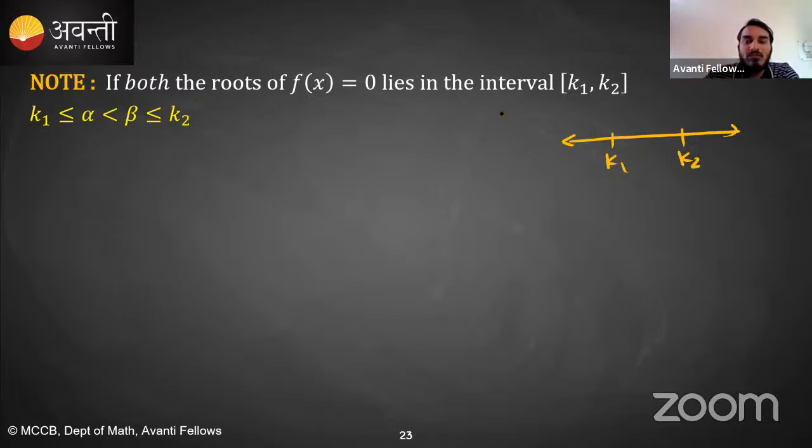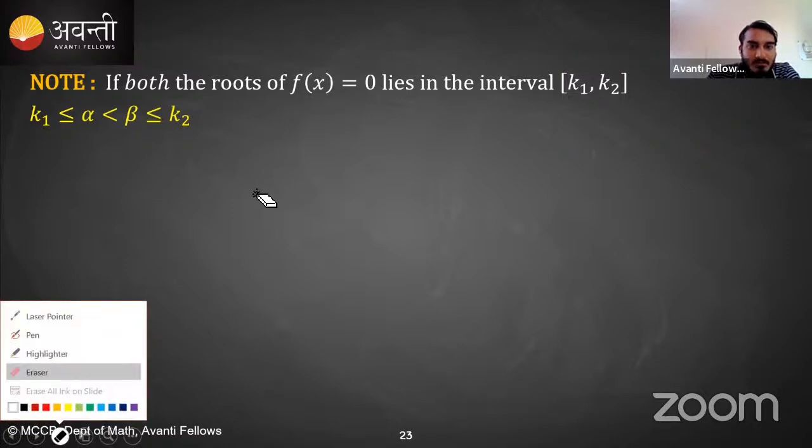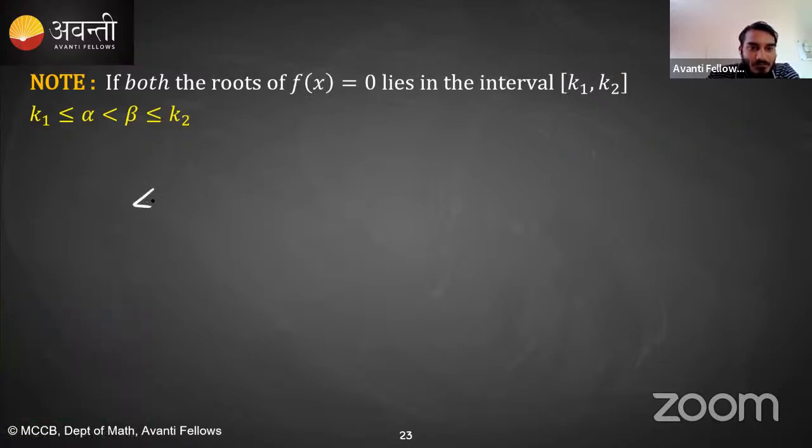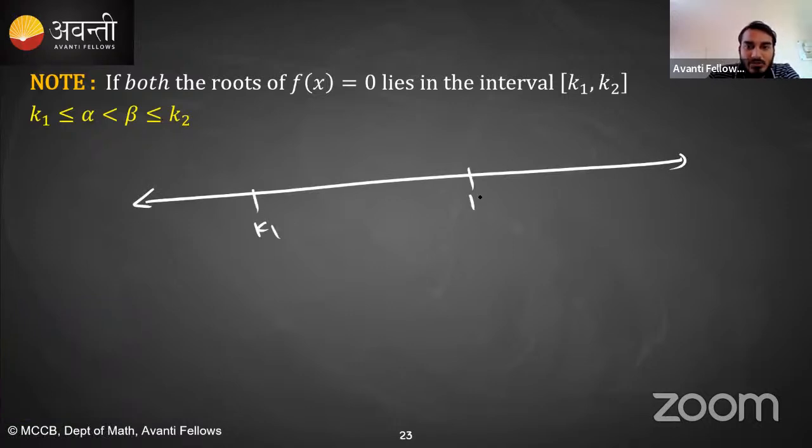Now everyone pay attention here. Now there is a closed bracket at K1 and K2. It means if one of the roots is K1, then that condition is also satisfied. So let me do this here. One second. Let's say this is your K1, this is your K2.